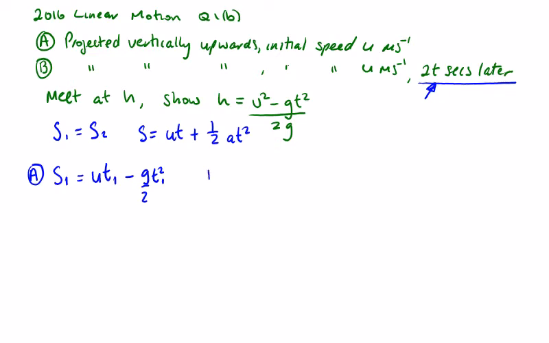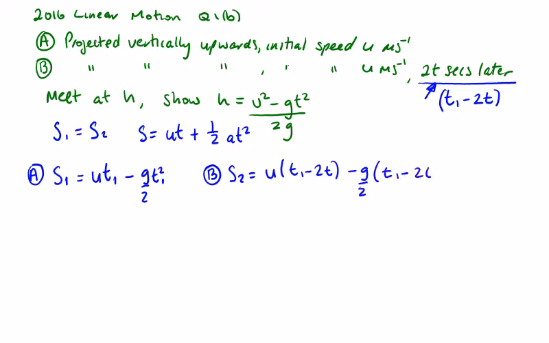For particle B, we're going to have the distance S2 is going to be u times t. This is the only thing that's going to change in these. So if the first one is t1, 2t seconds later is t1 take away 2t. That's ut minus g over 2 times t squared. So t1 minus 2t, to be squared. We can see in the answer here we don't have a t1, so we're going to need to simplify in terms of t.